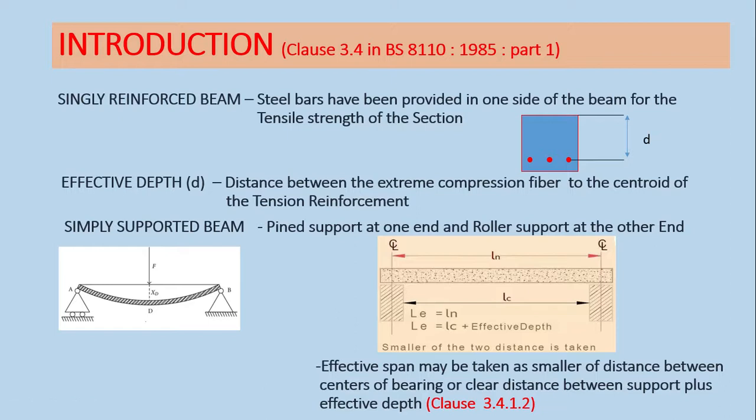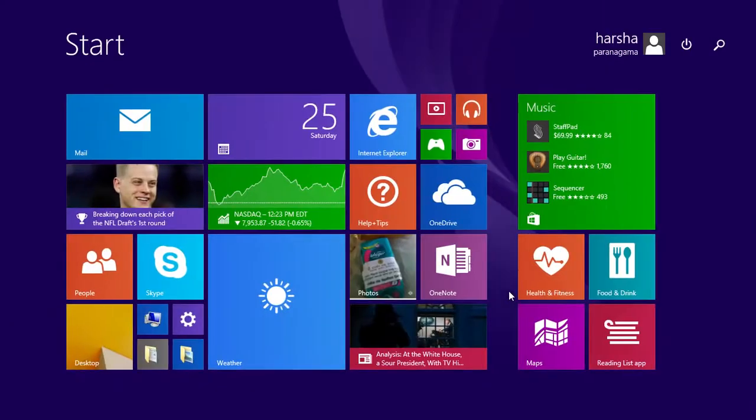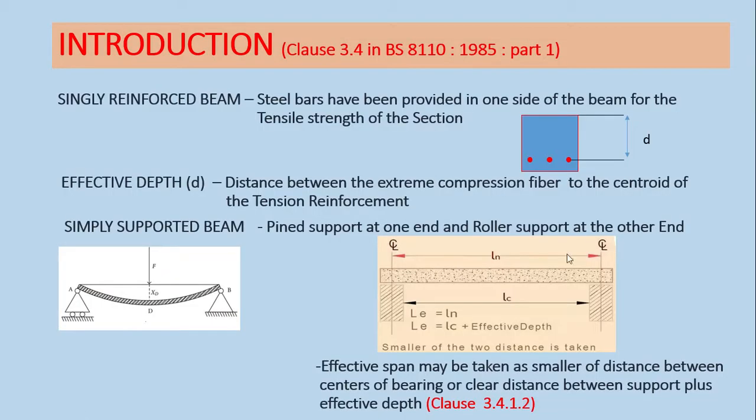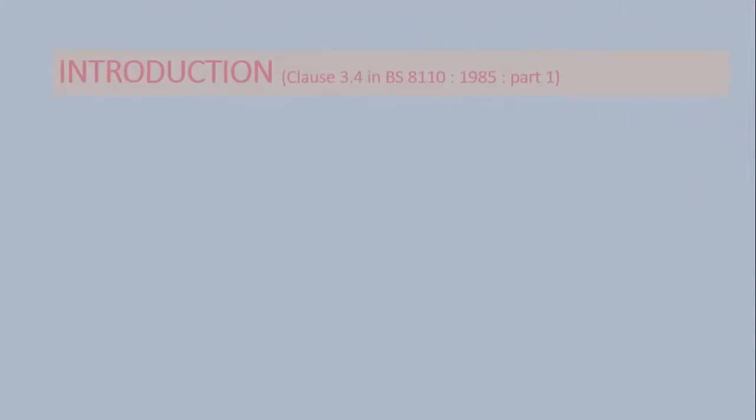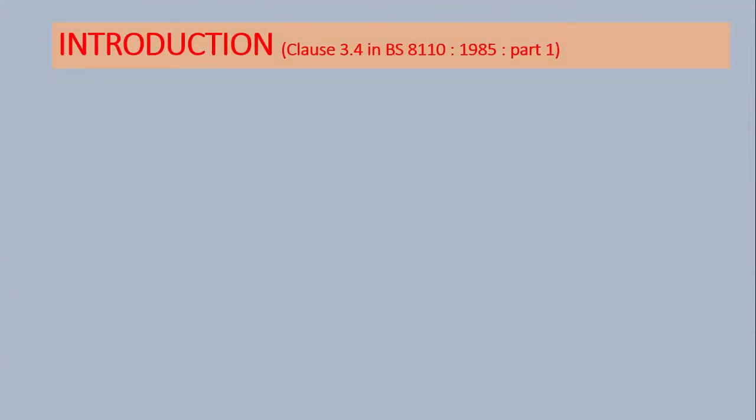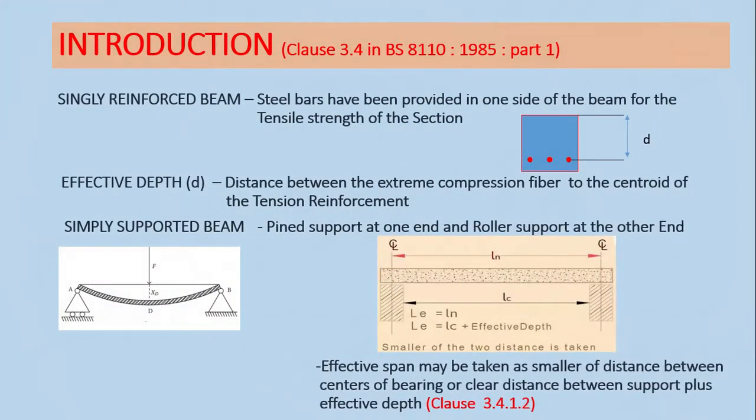That means we consider Ln and LC plus D, the effective depth. After considering those two, we take the smaller one as the effective span. So you can easily learn this when you are doing some calculations. Let's move to another type of beam. And also you can know that in this regard it has been clearly stated in clause 3.4.1.2 in the BS code.